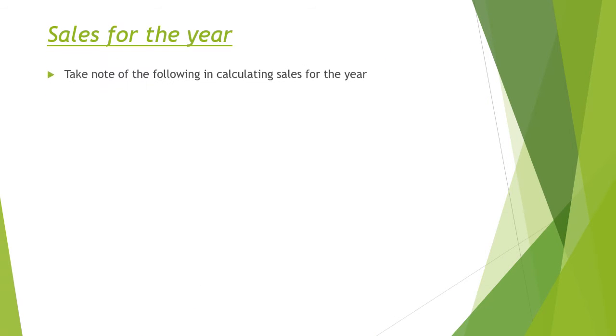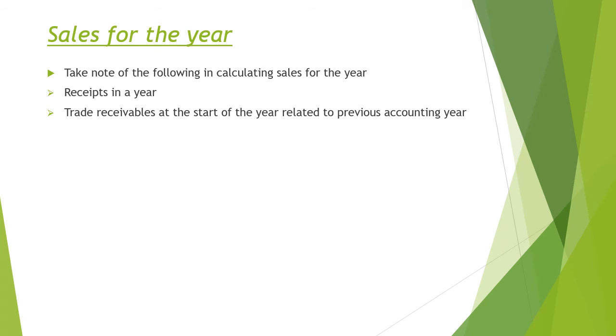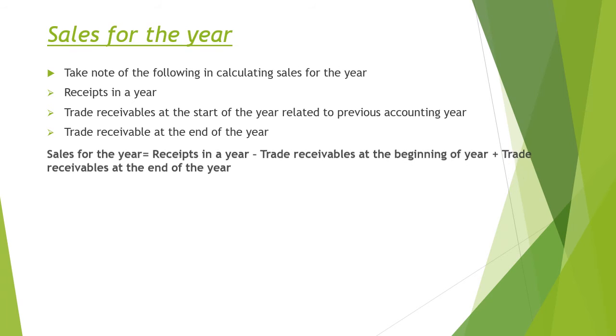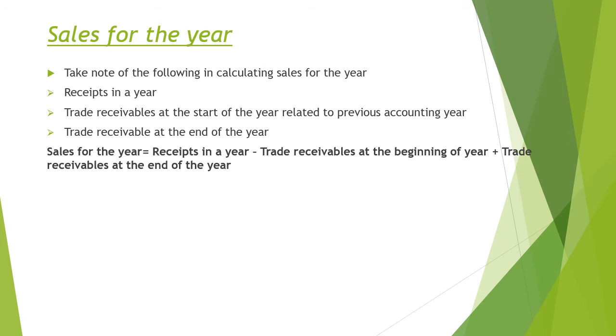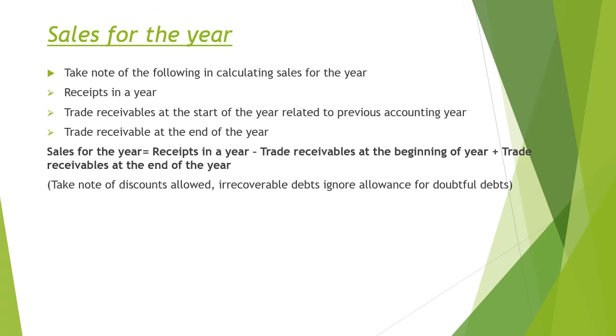Sales for the year. Take note of the following in calculating sales for the year: receipts in the year, trade receivables at the start of the year related to the previous accounting year, and trade receivables at the end of the year. Sales for the year can be calculated by receipts in the year minus trade receivables at the beginning of the year plus trade receivables at the end of the year. Take note of discounts allowed and irrecoverable debts, and you can ignore allowance for doubtful debts here.